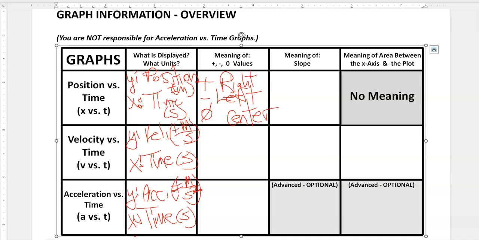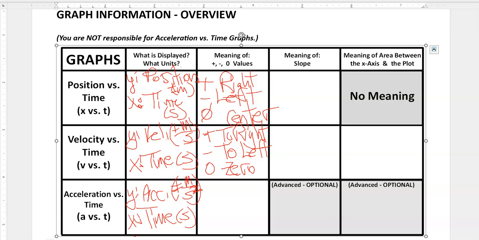For velocity, now we're talking about the values of positive, negative, and zero velocity values. Positive means to the right. It's pointing to the right. And these words look a lot better if you look at the actual printed answer key. You'll see the words much better than I'm writing here. Velocity that's negative is to the left, and zero just means the velocity is stopped. It's zero velocity, no velocity.